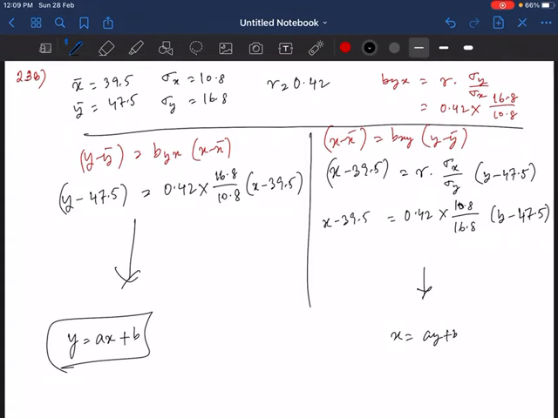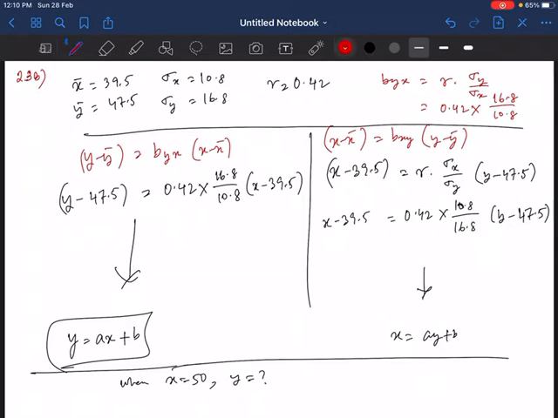Now it says estimate the marks in English for marks 50 in accountancy. So after getting the equations, what do I have to do? They have told you to estimate the value of English. Now English means what? Y. So you have to estimate the value of y for 50 marks in accountancy. So when x is equal to 50, what is the value of y?